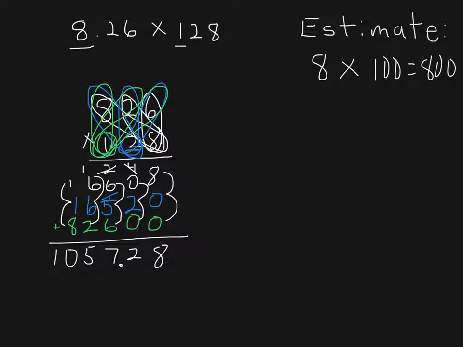It's 4 digits, but 1,000 is not that much bigger than 800. So I'm going to say that my answer is 1,057 and 28 hundredths.